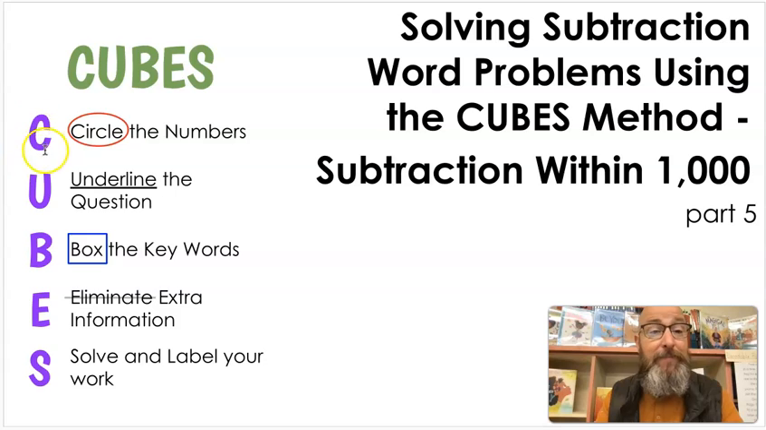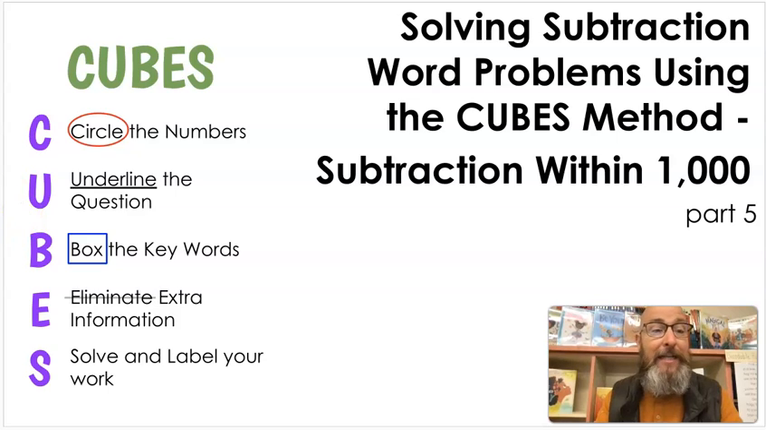Read these with me. C stands for circle the numbers. U, underline the question. B, box the keywords. E, eliminate extra information. Get rid of it. S, solve and label your work.